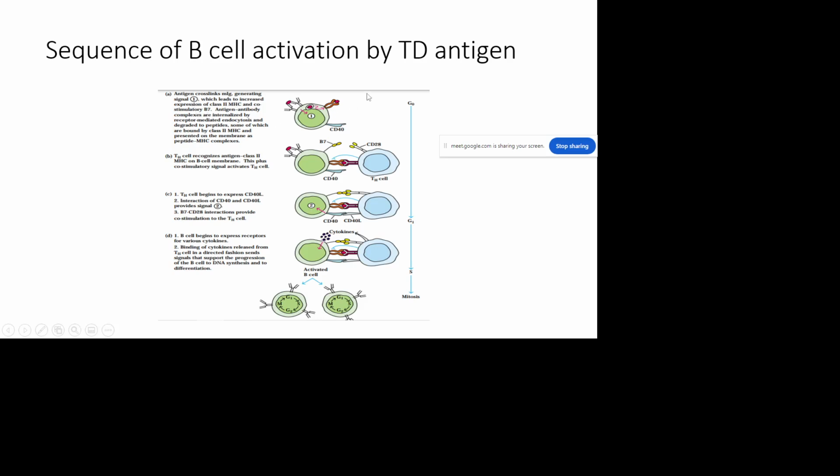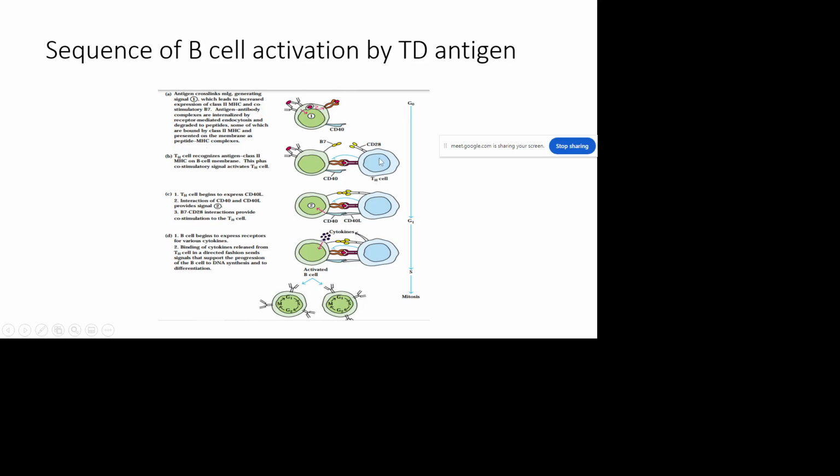So here, for thymus dependent antigens, the antigen crosslinks with the membrane immunoglobulin, which generates signal 1, which leads to increased expression of class 2 MHC and the co-stimulatory protein B7. Now these antigen-antibody complexes will be internalized by receptor-mediated endocytosis and degraded to some peptides, some of which will bind with the class 2 MHC and be exported to the cell surface, where the class 2 MHC will present the antigenic peptide.